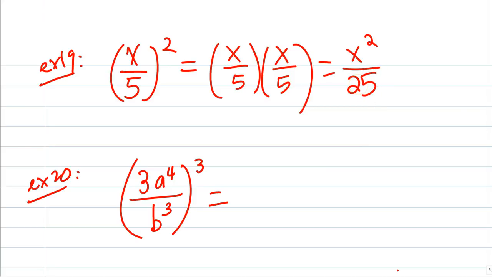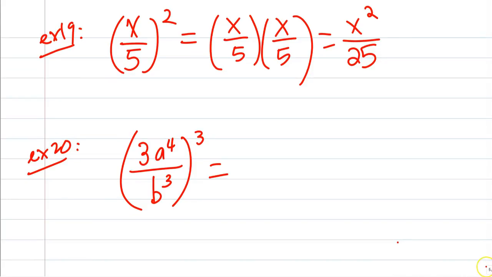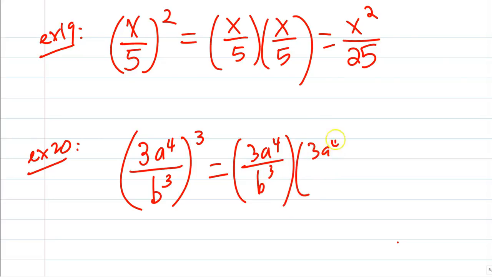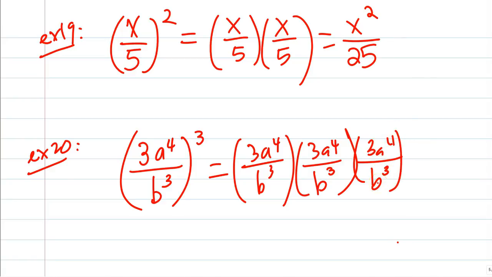3a to the 4th over b to the 3rd, all cubed. Oh boy. What do? Write it out. 3a to the 4th over b cubed, three times. Do I do this every time? Not on paper. I've done this enough that it makes sense. I can do this in my head. 3 times 3 times 3 is 27. A to the 12th, b to the 9th.